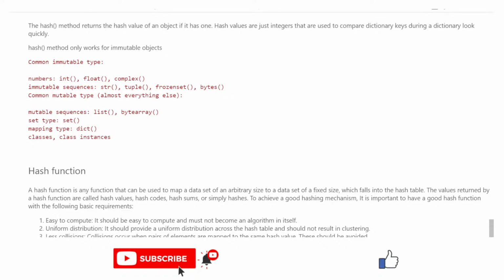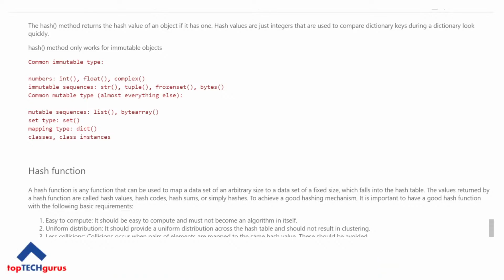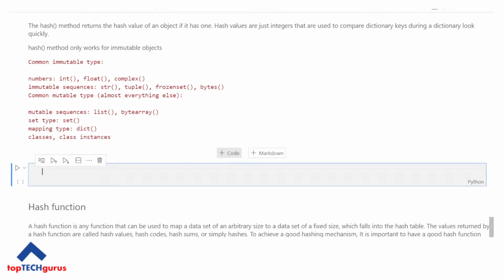You can call the hash method only for immutable objects. So you can call it for ints, floats, complex numbers, strings, tuples, frozen sets. You can't call it for mutable values like lists, byte arrays, sets, dictionaries, or any new classes that you define, unless you explicitly define a hash function for it. You cannot call it on class instances otherwise.